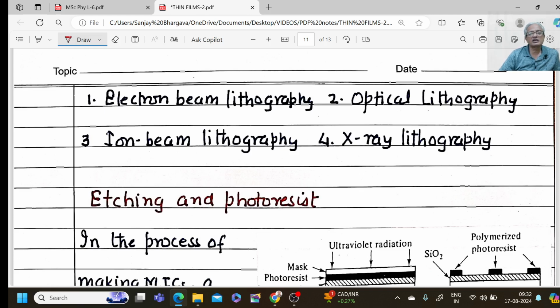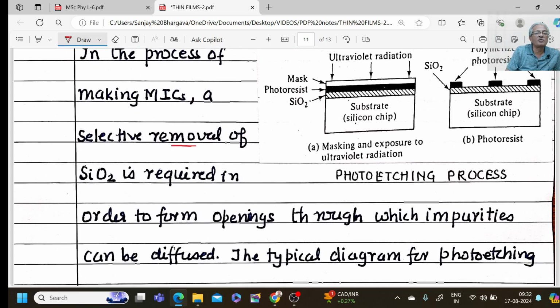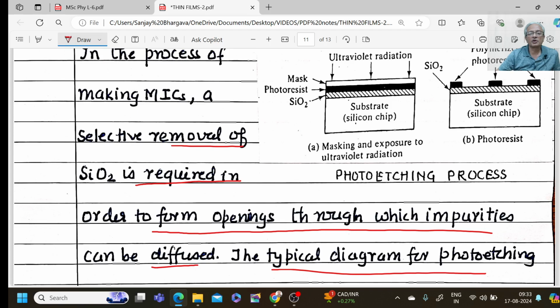In the last video, we discussed the processes of etching and photoresist. In the process of making MICs, a selective removal of SiO2 is required in order to form openings through which impurities can be diffused. The typical diagram for the photo etching process is shown here. So this represents the substrate, that is the silicon chip. We have a black layer of photoresist and a masking layer. On this we can send ultraviolet radiation. This is the process of masking and exposure to the ultraviolet radiation.